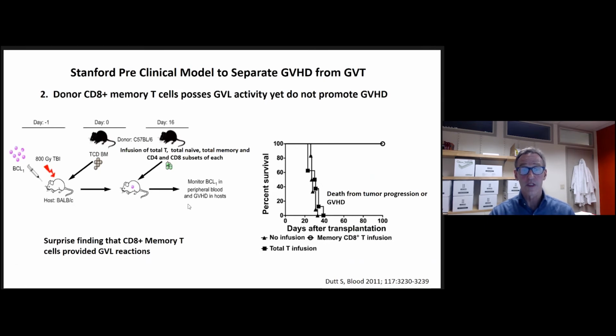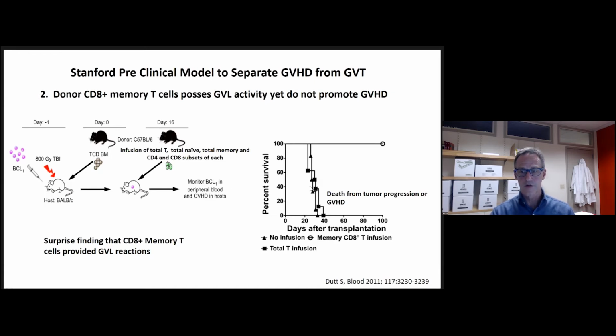Another model that we've developed at Stanford, similar but different, is, again, I'll just show you the model. It's a major-minor mismatch, strain A into strain B, where the recipient undergoes myeloablative TBI, and then just after the radiation is infused with a lymphoma cell line, and then they're infused with T-cell depleted bone marrow to get hematopoietic recovery, and then either all the subsets of T cells, total T, total naive, total memory, that'd be like an Orca, or even subsets, CD4, CD8 subsets of naive and memory. And then you monitor for tumor growth and graft versus host.